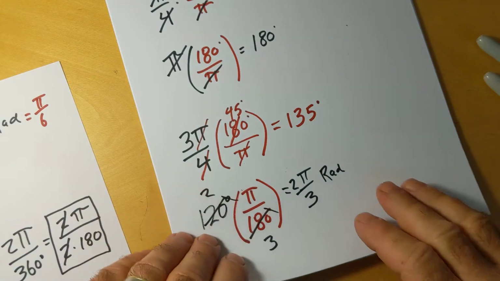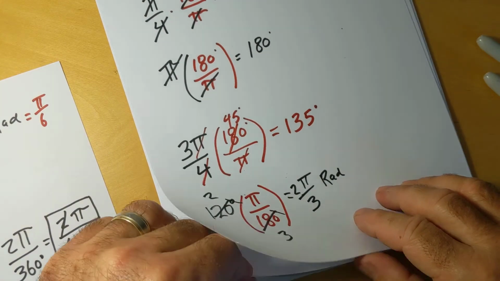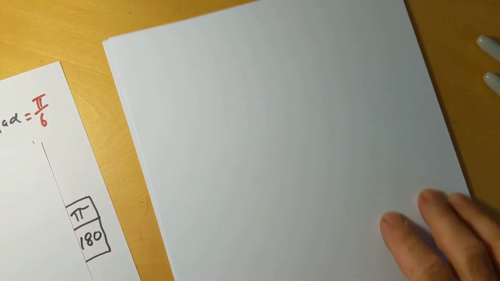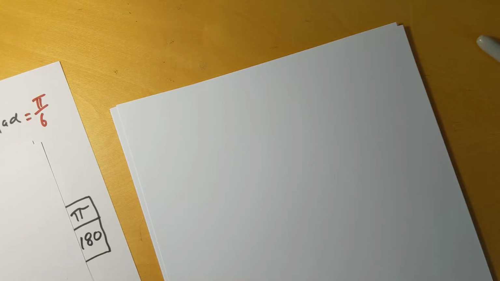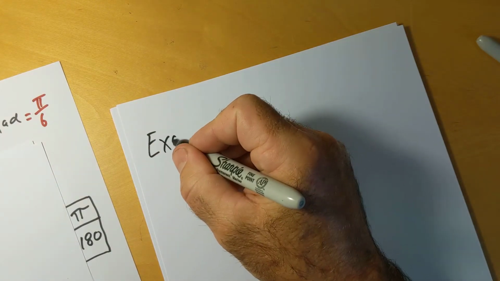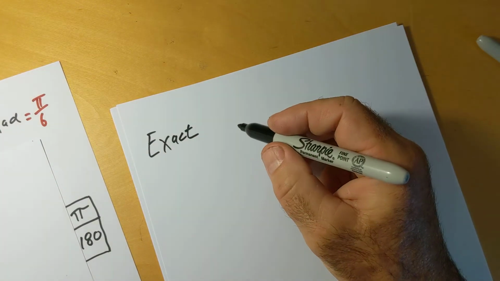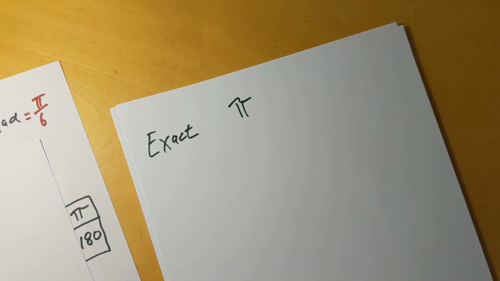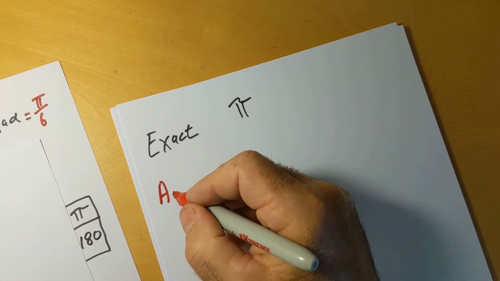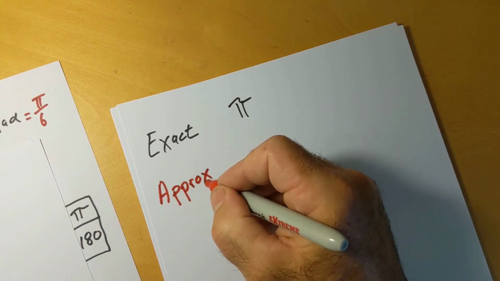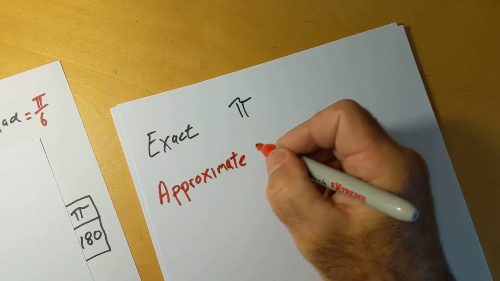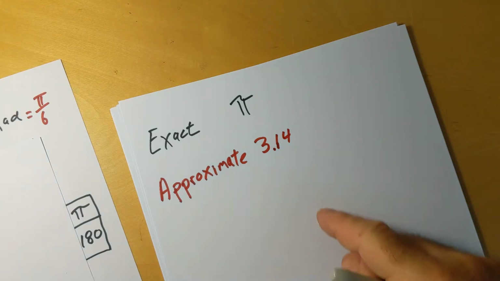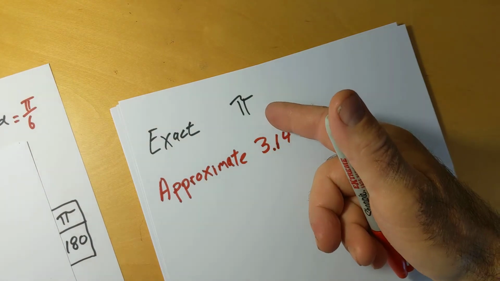My last idea I want to put out on this is the difference between exact value and approximate value. Exact value means there's no rounding errors at all. So the number pi is an exact value versus a decimal approximation. An approximate value would be 3.14. So that's a decimal approximation of the number pi.